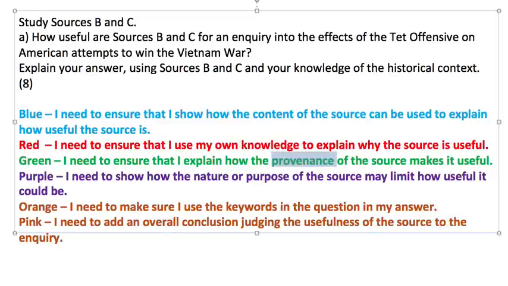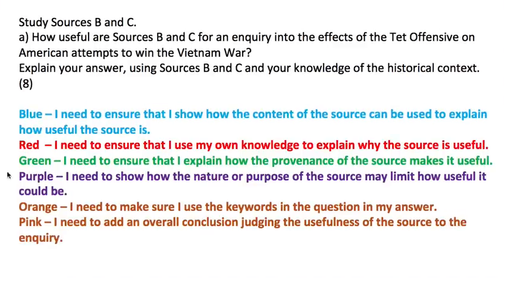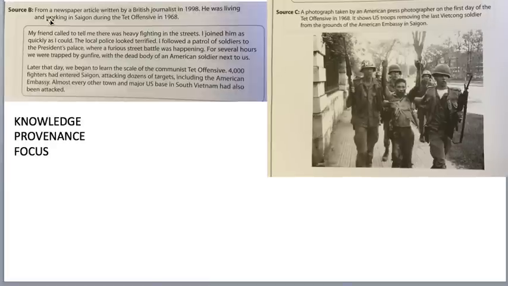Provenance and own knowledge to assess these sources for the effects of the Tet Offensive on American attempts to win the Vietnam War. Now, what we've got here is a newspaper article written by a British journalist living long after the war, and he's living and working in Saigon during the Tet Offensive, so he experienced it, and he's writing in retrospect, and he's looking back.